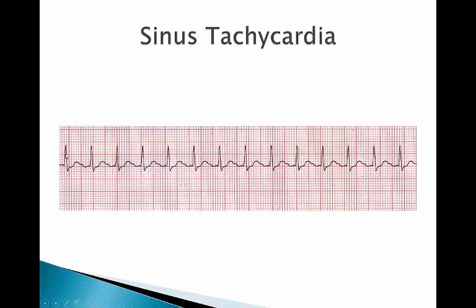So let's count. This is a 6-second strip. So 1, 2, 3, 4, 5, 6, 7, 8, 9, 10, 11, 12, 13, 14. So this patient's heart rate is 140. So 14 times 10. And this ends the second podcast for sinus arrhythmias, basic ECG interpretation part 2.